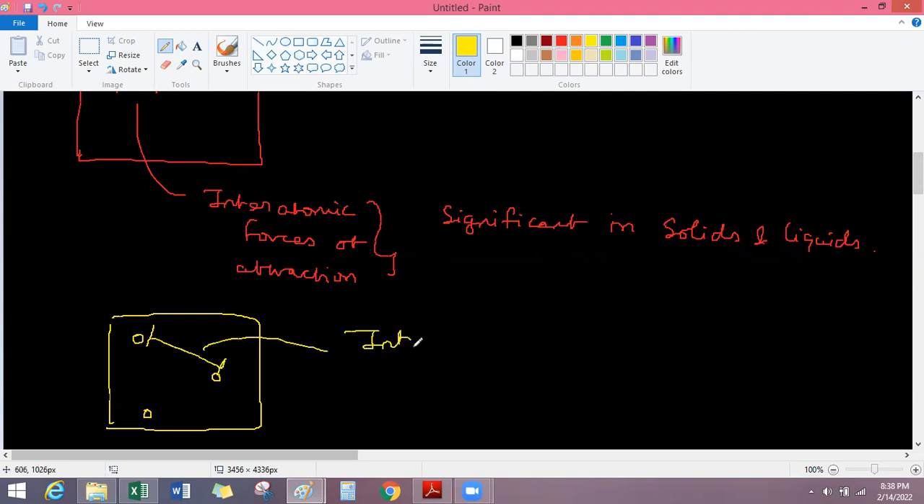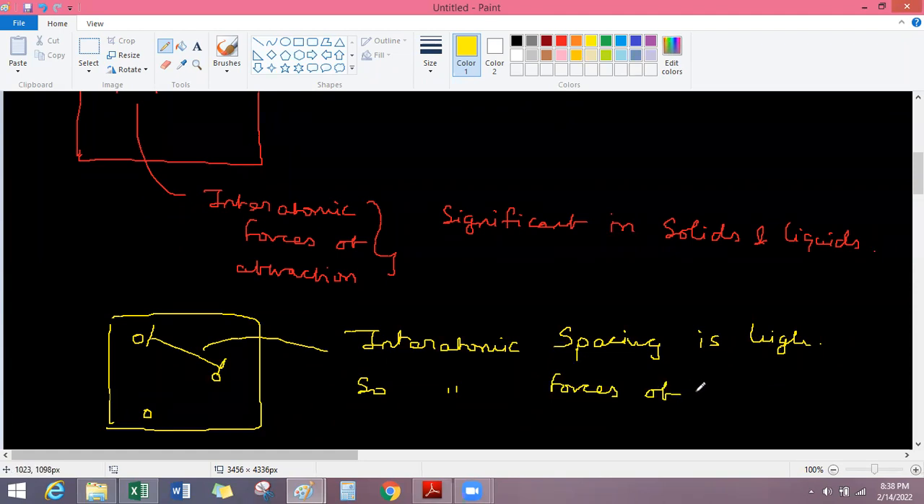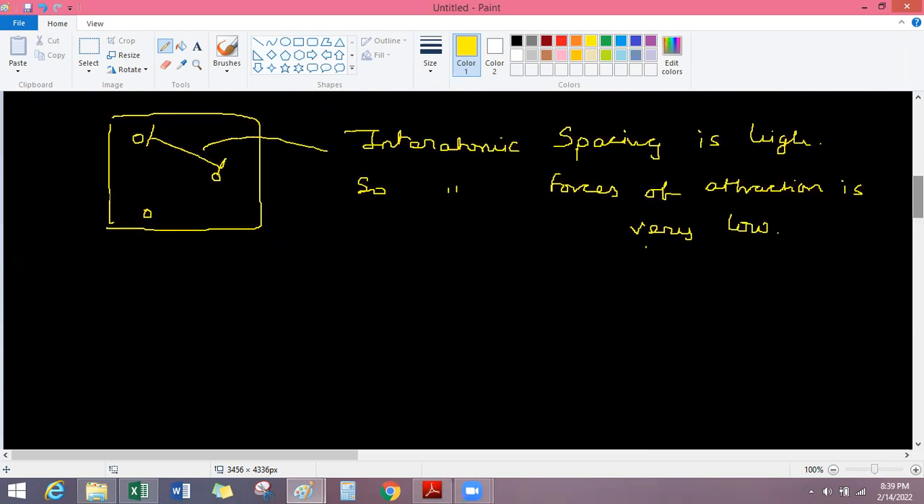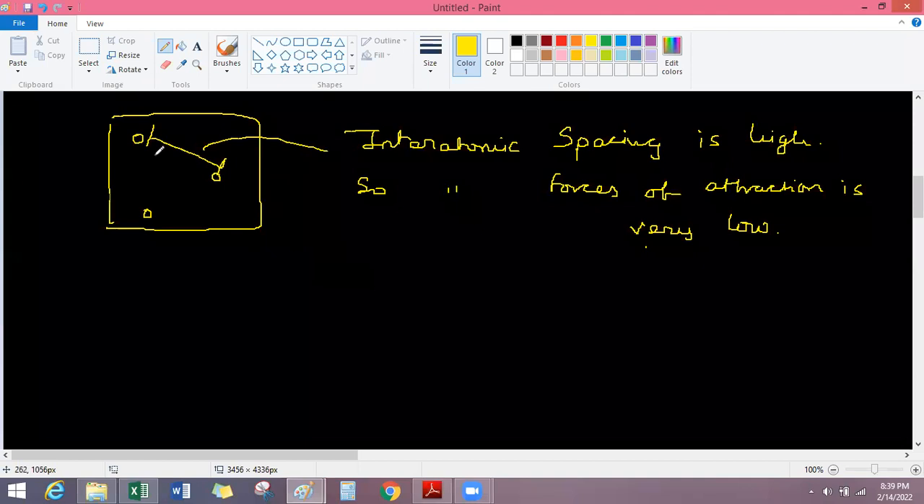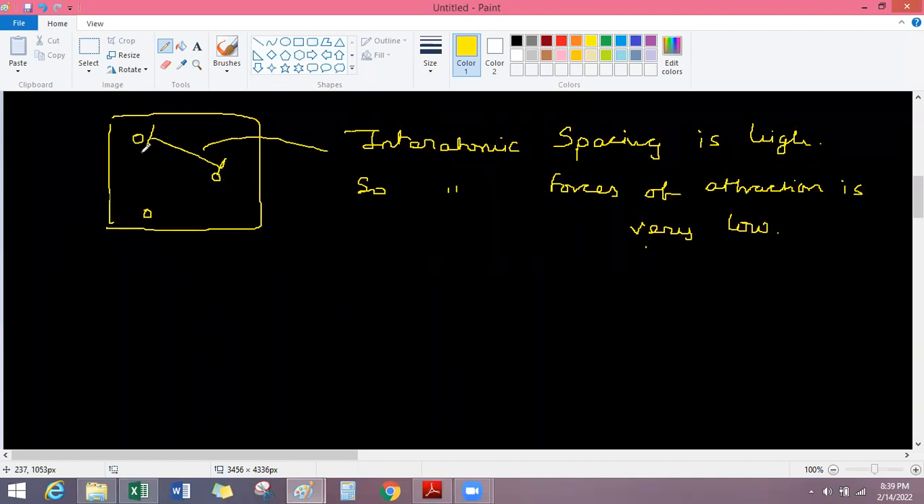So take it down properly. Interatomic spacing is high. So interatomic forces of attraction are very low. Which means to say that this molecule and this molecule are completely independent. So there is no attraction at all. So that's the reason this is flying off somewhere else, and this is flying off somewhere else.